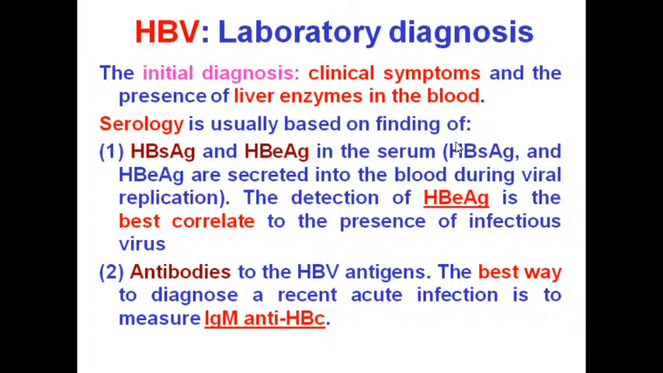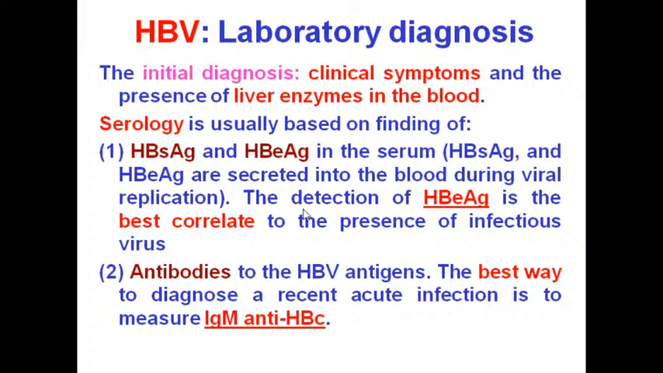So what are we looking for? First, we will look for HBs antigen and HBe antigen, because these two antigens are secreted into the blood abundantly during the viral replication. The HBs antigen is a more general marker, but the HBe antigen is a very specific marker and best correlates with the presence of infectious virus particles, and the person who has this in the blood is usually highly infectious.